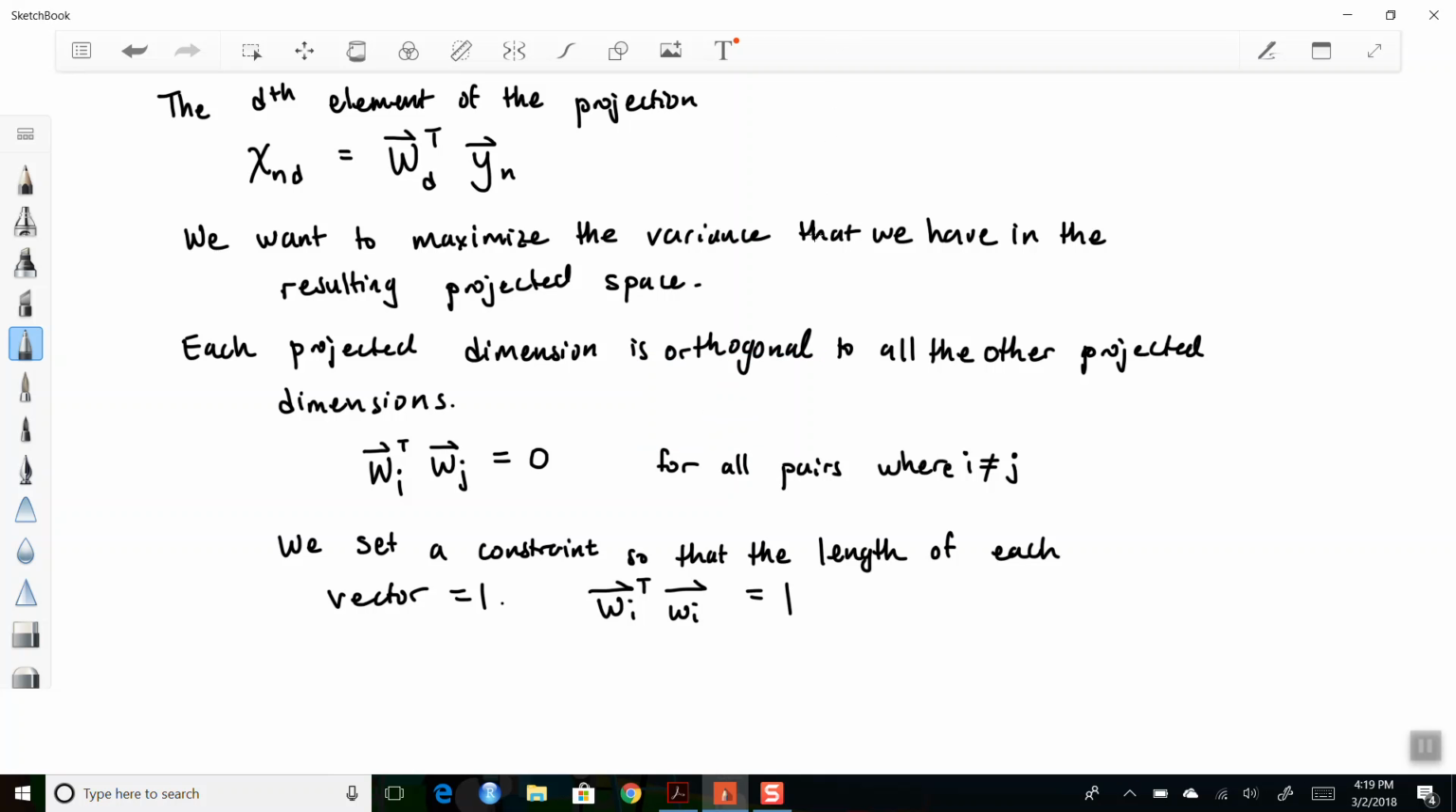So what we're going to do is a little bit of a derivation here to see how best to do this, okay? So we want to find the set of W's that will maximize the variance in the resulting projections. That's what we want, okay? So what are the W's that we're going to pick, okay?